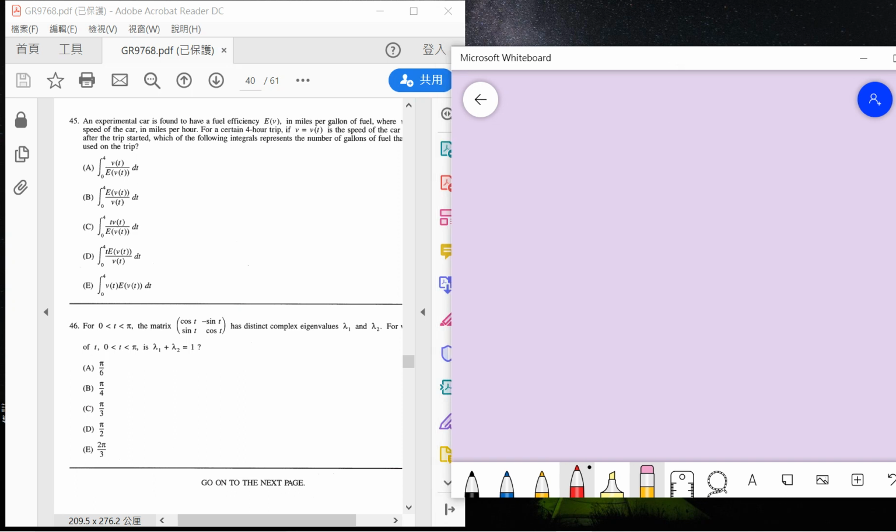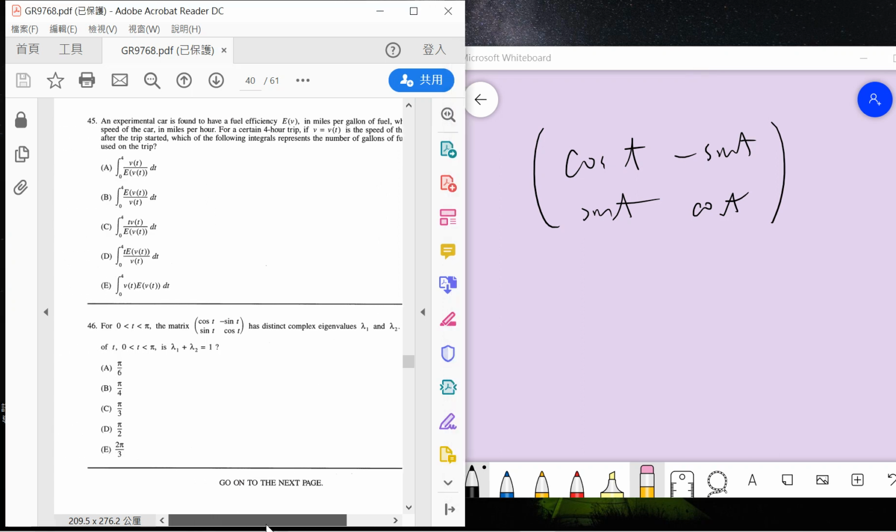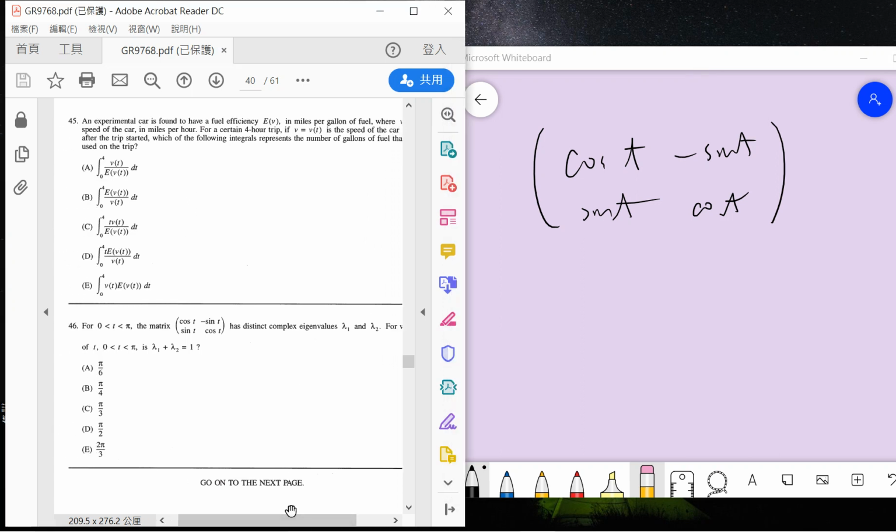Welcome guys. So number 40, we have a matrix: cosine t, minus sine t, sine t, cosine t. And then you have two complex eigenvalues. For what value t from 0 to pi is the sum of the two eigenvalues equal to 1? Okay, so this is simple.